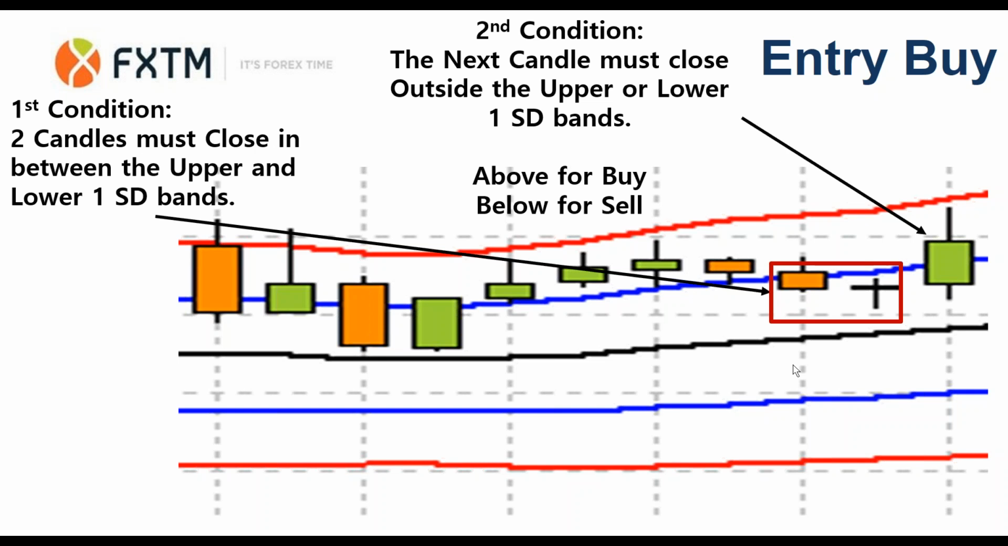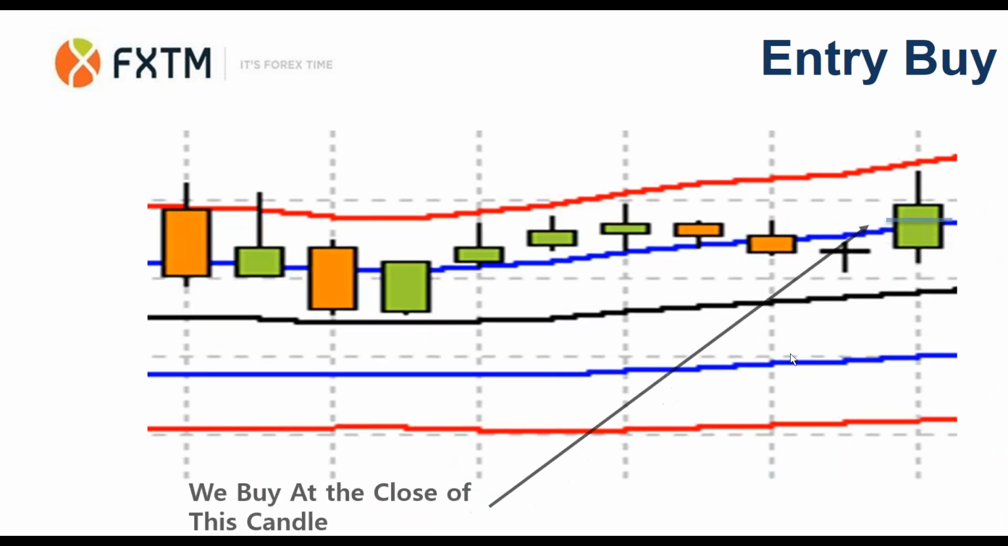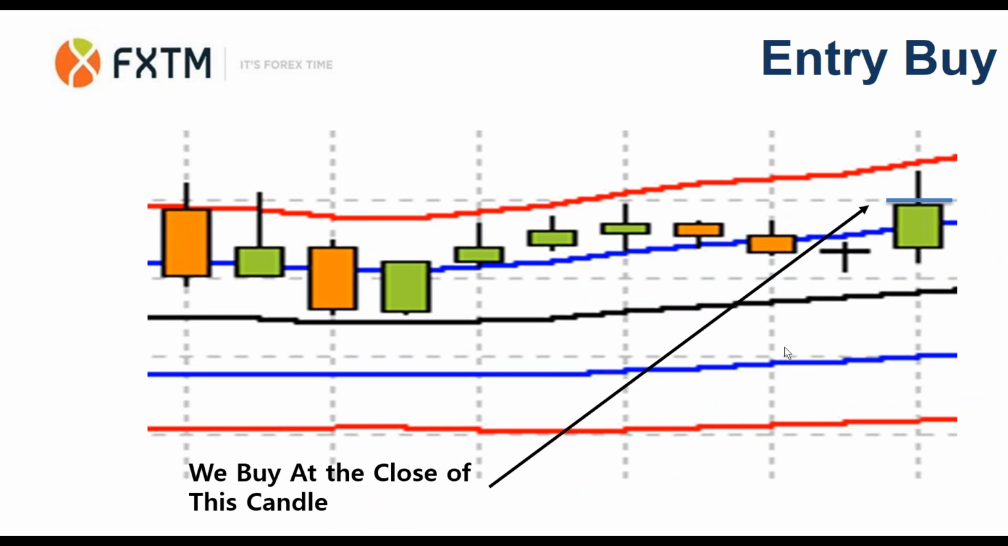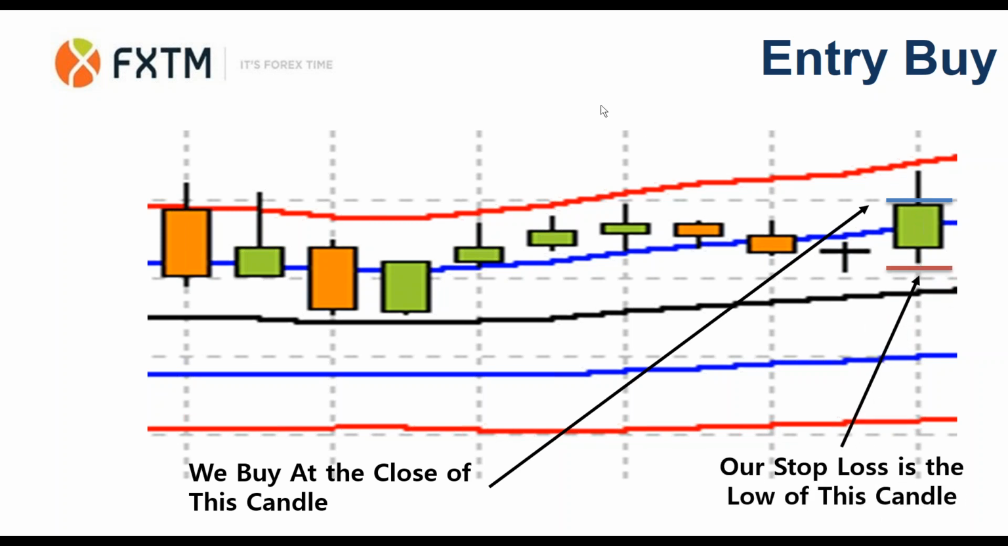As simple as that. Now, let's look at where do we put our stop loss and take profit. So we enter at the close of this candle because the previous two, you'll just remember the words inside, inside, out. As long as you remember that, you've got the strategy. So it's a close inside, a close inside, and a close outside. So once it closed outside, we buy. Because it closed above, we buy here. Our stop loss is the low of this candle.